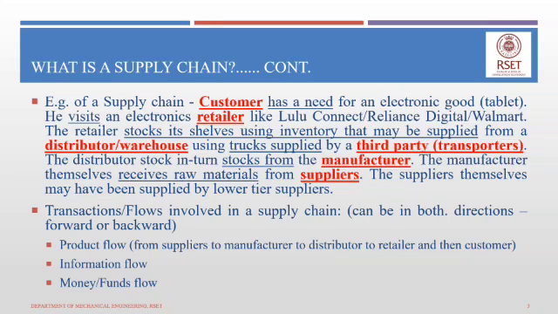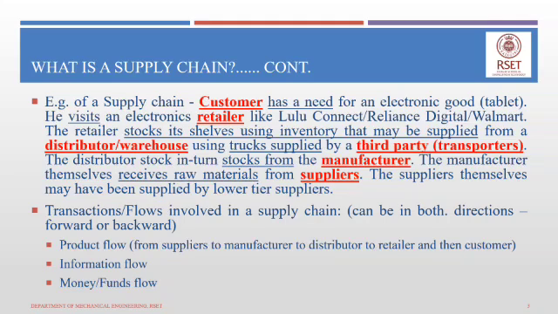Then there is information flow. In any supply chain, there is an information flow. For example, a consumer comes to the retailer and asks for a product. That's an information flow from the consumer to the retailer. The retailer can also provide information to the consumer, for example by publishing an advertisement saying that these products are available at these prices. That's a communication, or an information flow, from the retailer to the consumer. That's why I said these flows can be either forward or backward. Generally product flow is in the forward direction, and information flow can be both forward and backward.